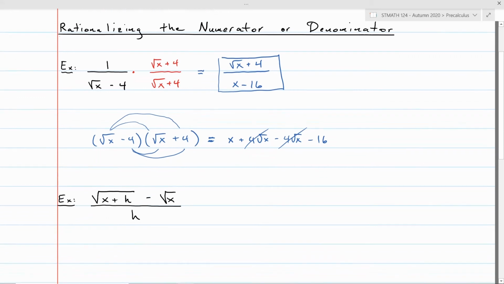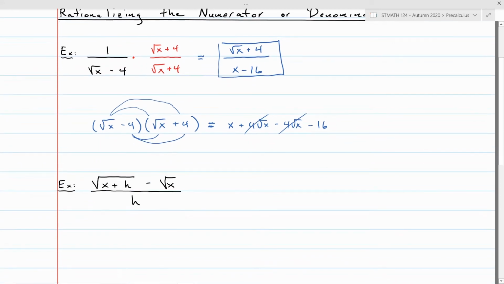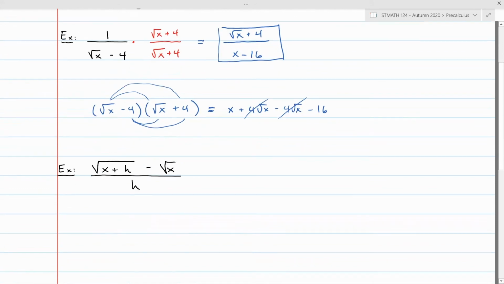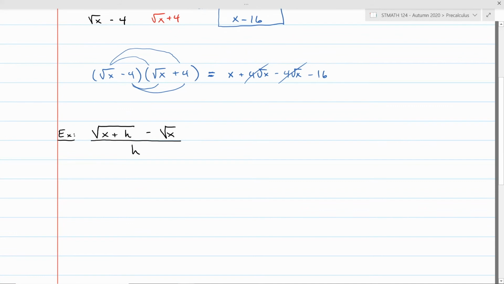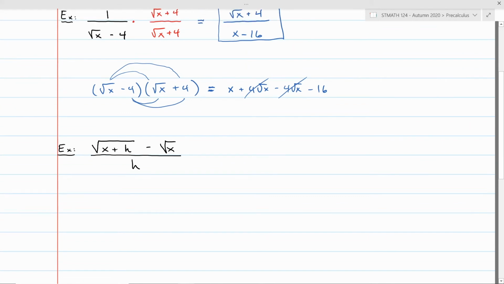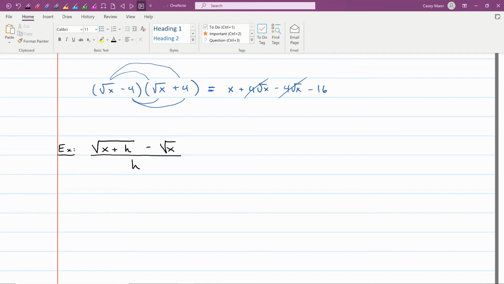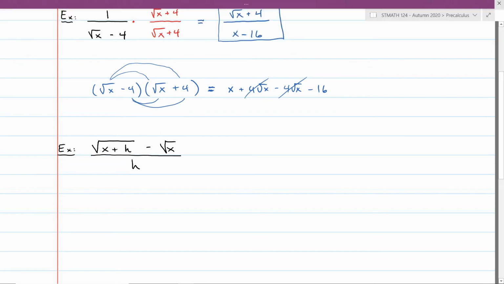Really important process for calculating the kind of limits and, a little later, derivatives that we want to do in this class. Here's another example involving radicals. This time the radicals are in the numerator, and I want to rationalize the numerator, which means to rearrange things so that the radicals are in the denominator instead of the numerator.